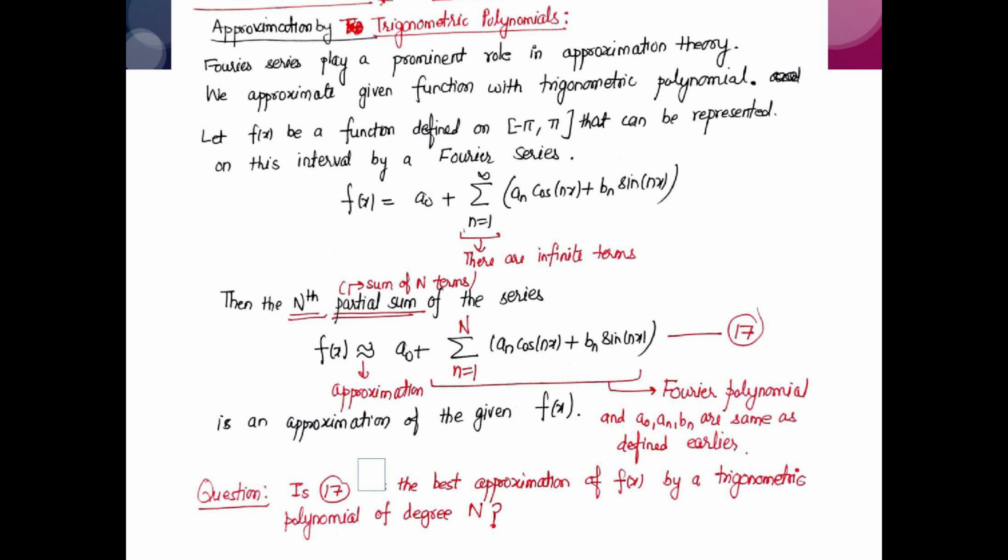So we say that the expression on the right hand side is an approximation of the given function f of x. Now the question is, we can have any other approximation of this periodic function f of x in terms of trigonometric polynomial. So we want to find out which of the trigonometric polynomial approximations is best for a given periodic function.